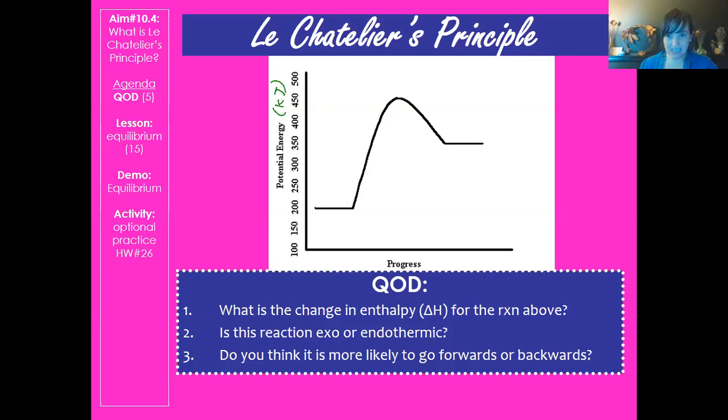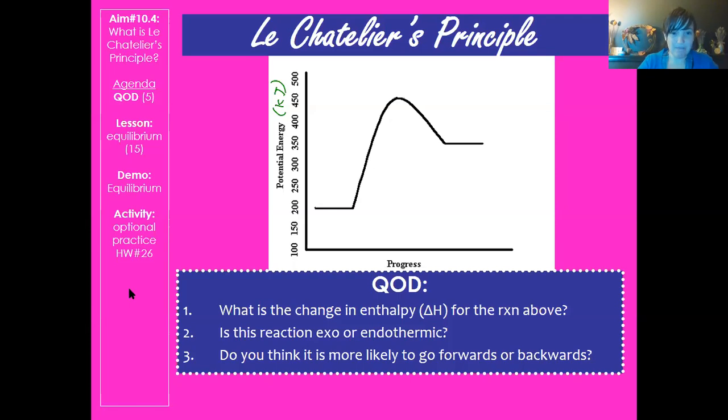And then in the next lesson, we'll do part 2 of the concept. How can you tell what makes a reaction just naturally happen? And then hopefully all this will make more sense altogether. So today's aim is 10.4. What is Le Chatelier's principle? I'll walk you through the question of the day, then the lesson on equilibrium or Le Chatelier's principle. And then we've got a demo video and optional practice homework number 26.